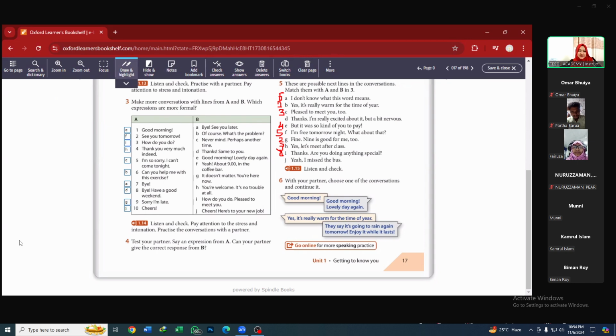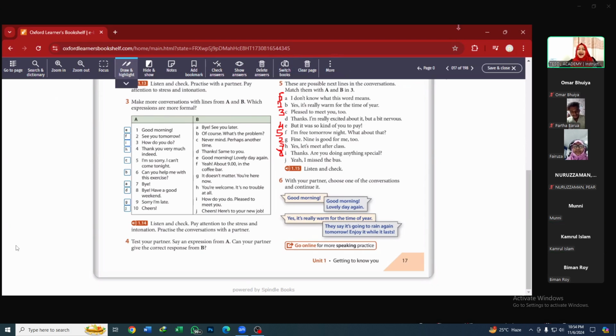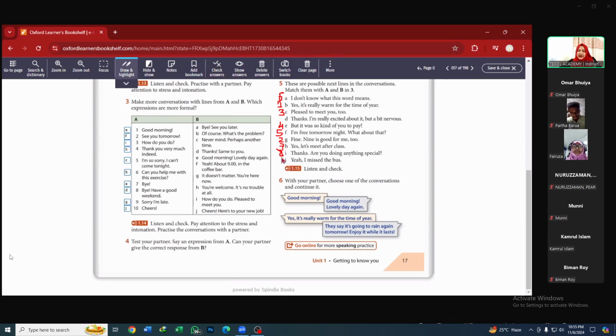Anyone else? Mr. Kamrul, you want to try? Okay. I missed the bus. Very good. Yeah, I missed the bus. Very good, Mr. Kamrul. So that was number 9. Well tried, Mr. Biman. No problem. So 9 will be matched with J.